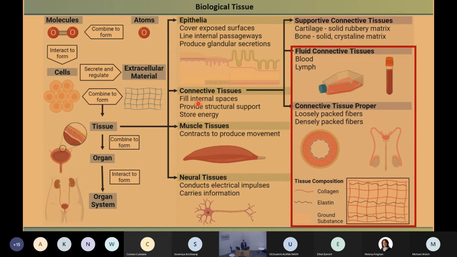So looking then specifically at connective tissues, there's the ones that people will probably be familiar with. There's supportive connective tissues, which are cartilage and bone. And then there's some more probably unfamiliar ones, or you mightn't have known that they were connective tissues. There's blood and lymph. And then the ones that I'll focus on primarily today are connective tissue proper, which has loose and densely packed fibers, such as you'd find in the arteries or the urethra. And this tissue is composed of collagen fibers, which give the tissue its strength, elastin, which gives it its ability to recoil and store and dissipate energy, and then the ground substance, which is a gel-like substance which contains a lot of secreted factors and the cells themselves.